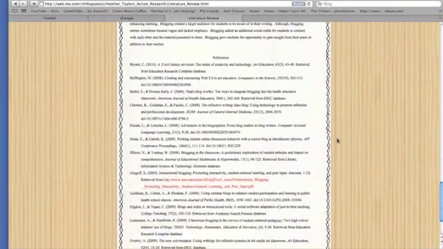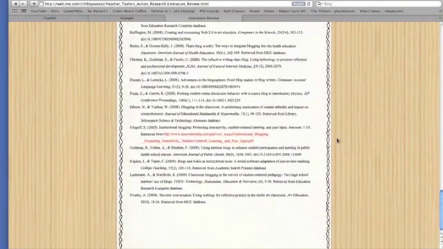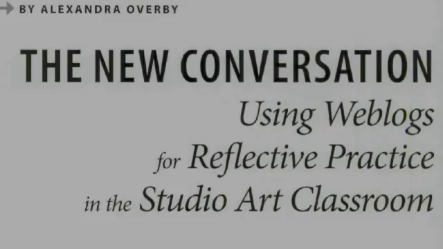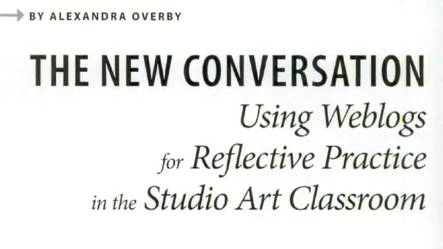As I began to review the literature, there were several things that I noticed, several themes running throughout. One was using blogging as a collaboration tool within classrooms.